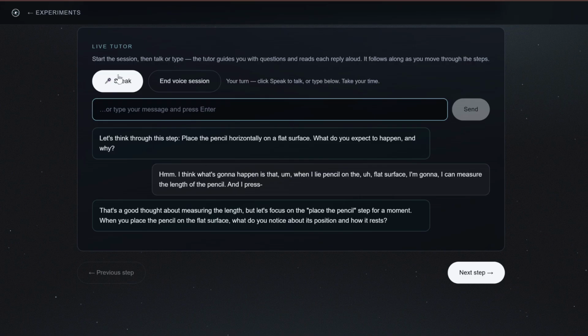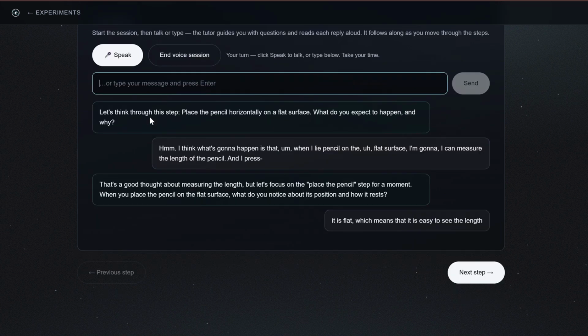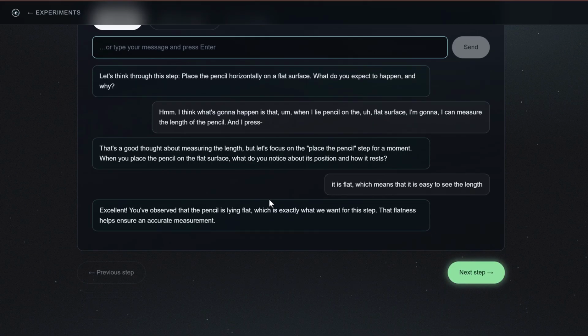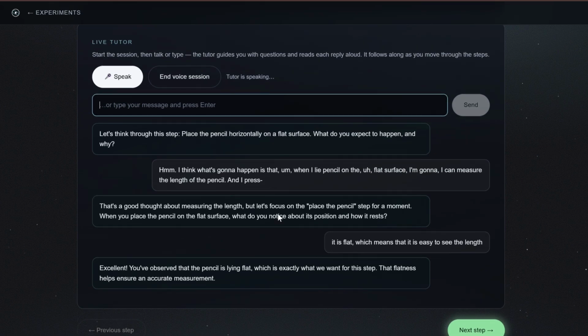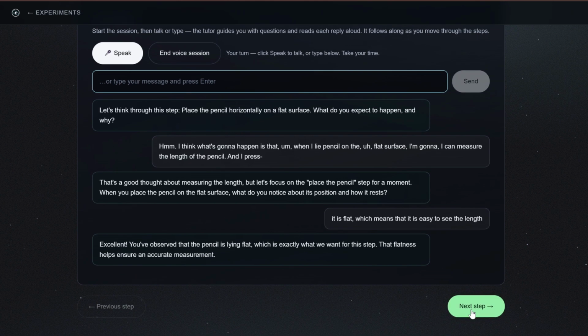So you can either speak or I can type my message. For this one, I'll type it: the position is flat, which means it is easy to see the length. Excellent. You've observed that the pencil is lying flat, which is exactly what we want for this step. That flatness helps ensure an accurate measurement. So I can now move on to the next step here, and I can also speak now.